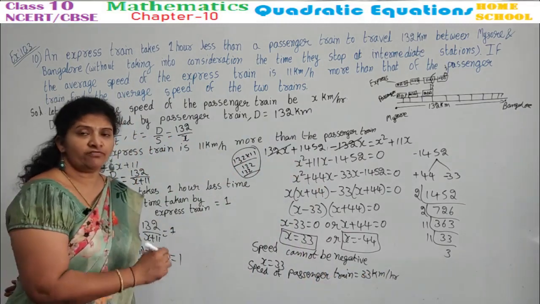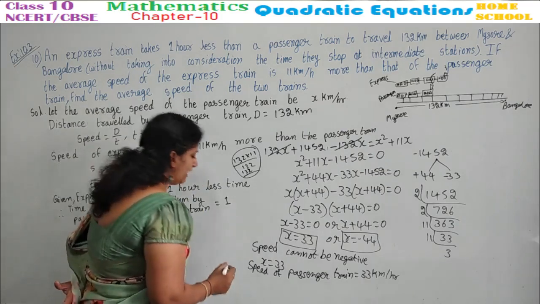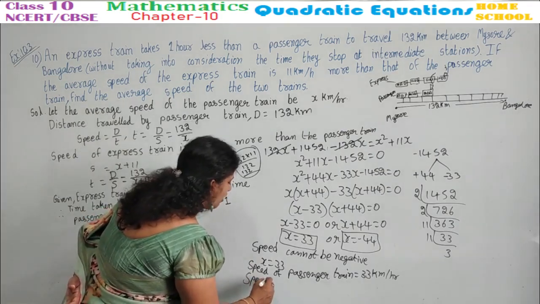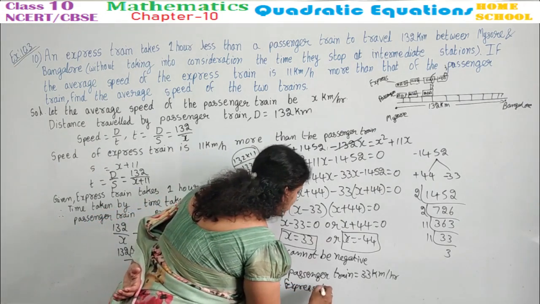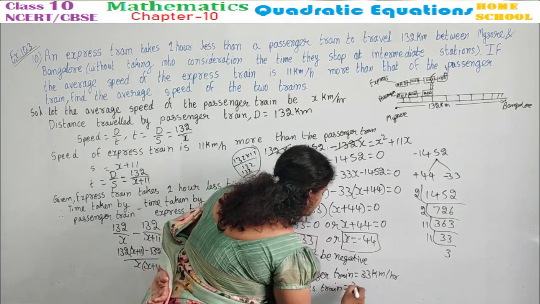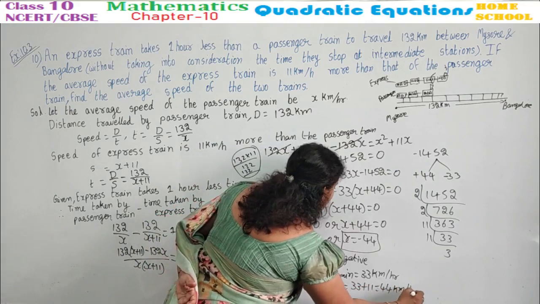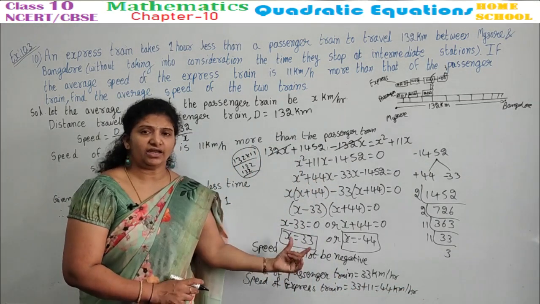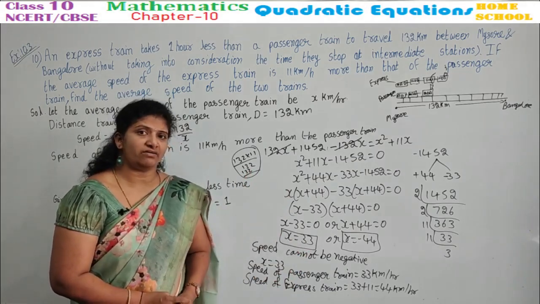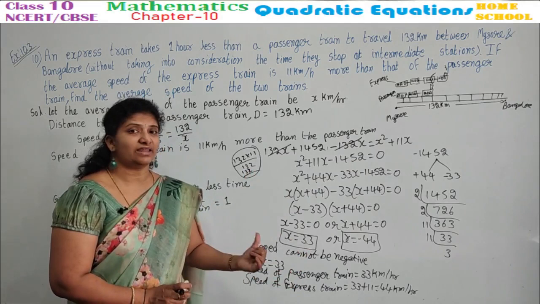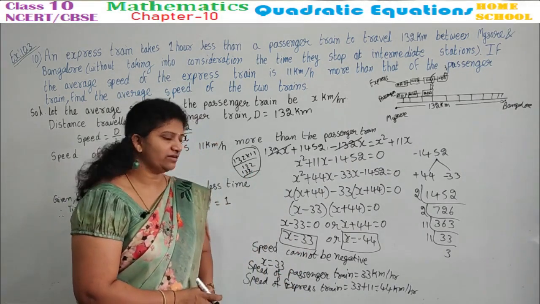Then what about the speed of express train? It is 11 kilometers per hour more than the passenger train. That means speed of express train is equal to 33 plus 11, that will be 44 kilometers per hour. Passenger train takes 33 kilometers per hour. Express train takes 44 kilometers per hour and reaches 1 hour less than the passenger train. Therefore, speed of express train is equal to 44 kilometers per hour.